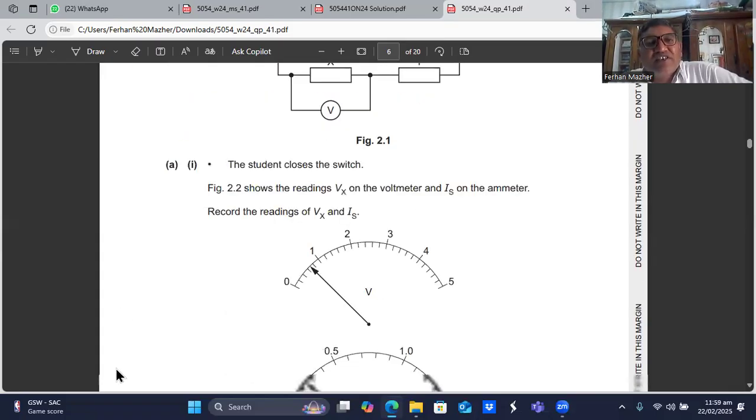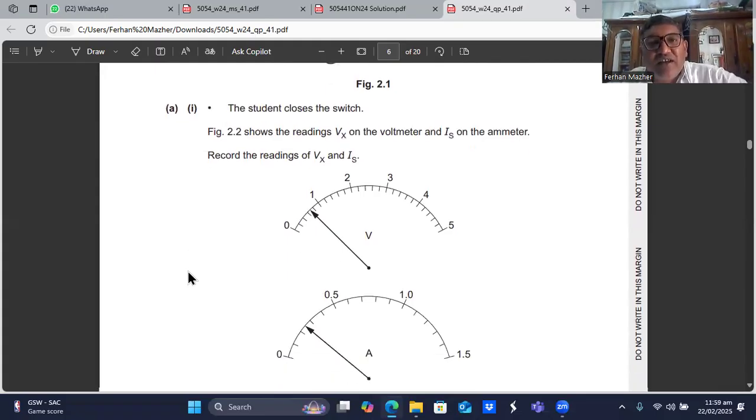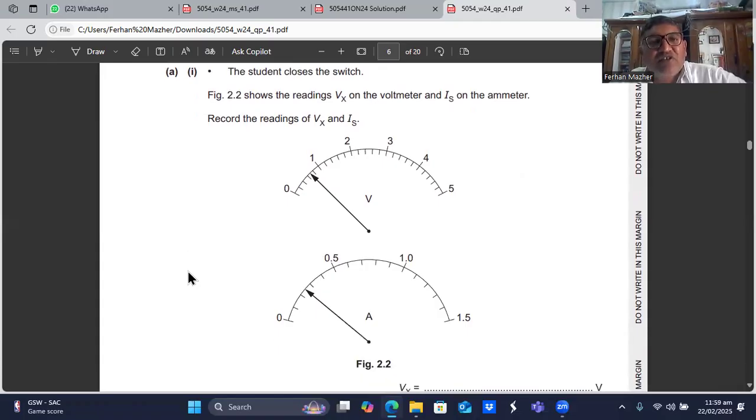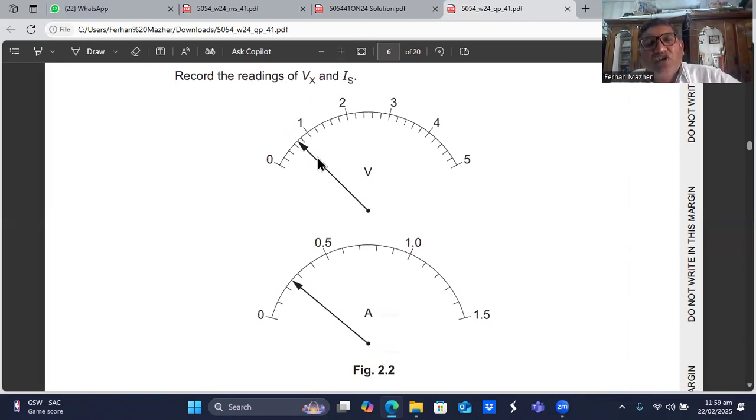The student closes the switch. Figure 2.2 shows the reading Vx on the voltmeter and Is on the ammeter. Record the reading Vx and Is. So this reading here is showing you the voltage drop across the X. You see here from 0 to 1, they have made 5 portions. So this is 0.2, 0.4, 0.6, this is 0.8. So this is approximately 0.7.